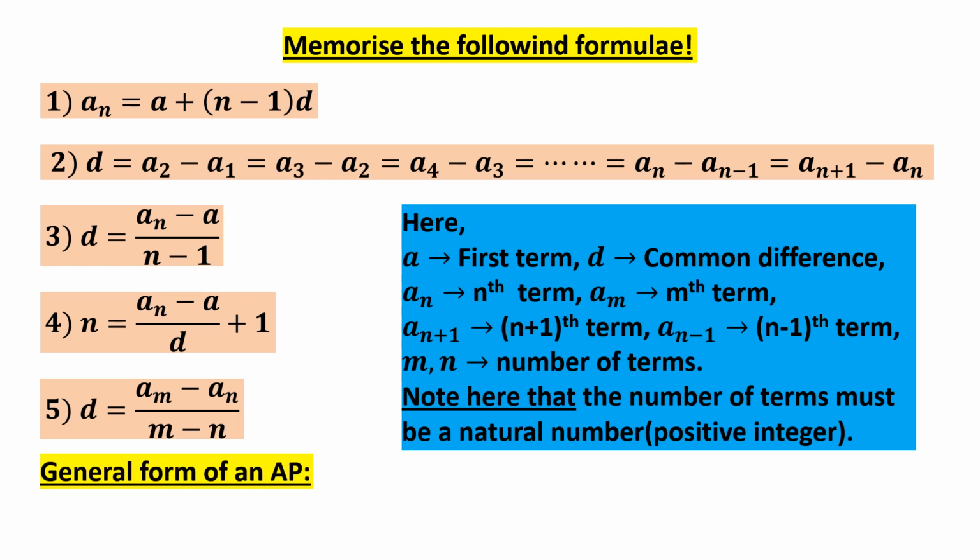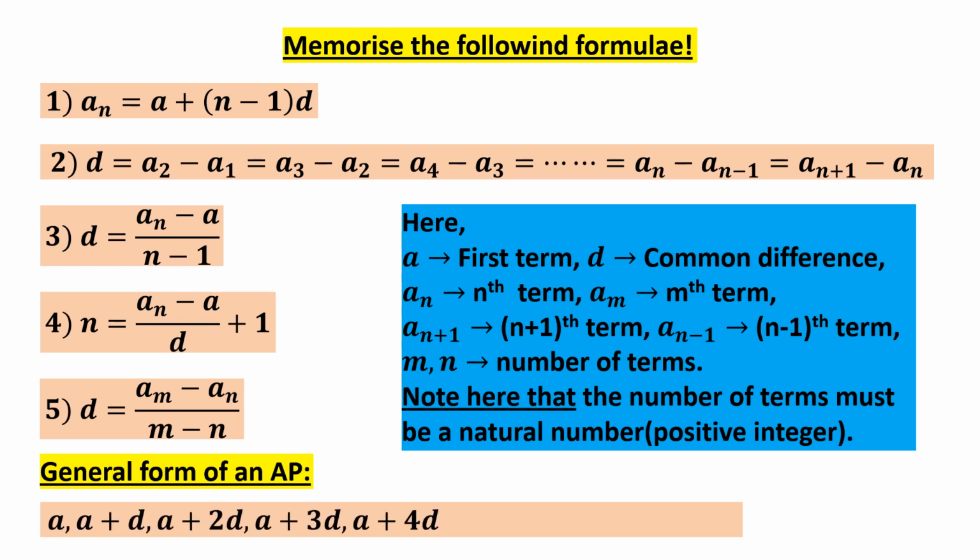Now, the general form of an AP. First term is a, second term is a plus d, a plus 2d, a plus 3d, a plus 4d, and the nth term is a plus n minus 1 into d, and so on. To have a deep understanding of arithmetic progressions, let us solve some example problems.